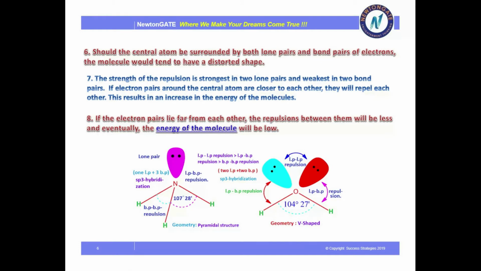Here in the picture you can see two types of geometry. First is pyramidal structure, next is V-shape. In pyramidal structure, there is bond pair repulsion between NH bonds and bond pair lone pair repulsion between the lone pair of nitrogen and NH bond. But in V-shape geometry, you can see bond pair repulsion between OH-OH bonds, bond pair lone pair repulsion between the lone pair of oxygen and OH bond. Another one, lone pair repulsion of two lone pairs of oxygen. So these are the main VSEPR theory postulates.